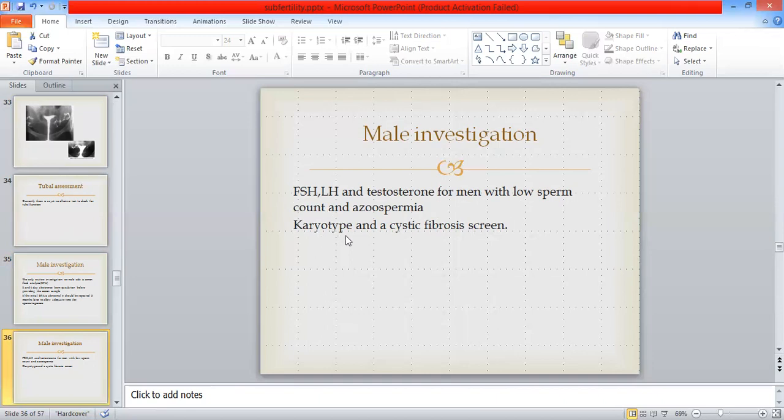Karyotyping and cystic fibrosis screen are also prescribed in the investigation of the male partner. If the patient has cystic fibrosis, it also affects the motility of the sperm. So, cystic fibrosis screen is also important in the male investigation.